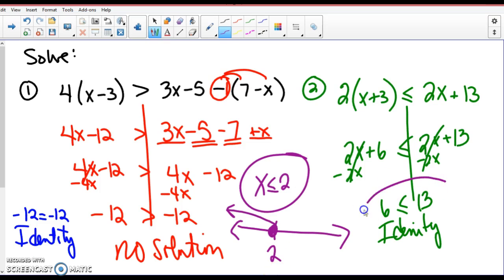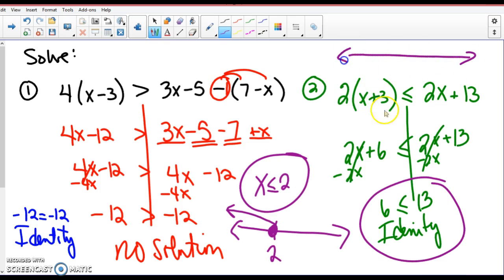Here, identity means every single number. So if I wanted to draw a graph of this, I'm going to put 0 in the middle. Wouldn't it be the entire number line shaded in? Every single number in the world will make that true. Over here, there is no number that makes this true.